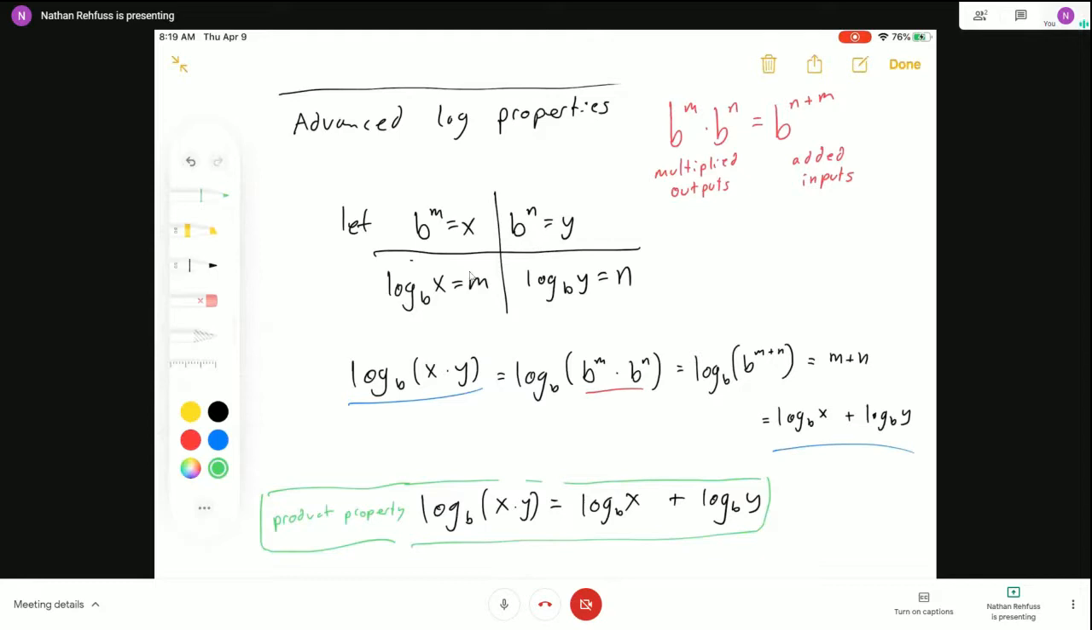First, we used our definitions. Then we used our exponent property. Then we used inverse functions. And then we used our definitions one more time. So I had to invoke the exponent property from here to here. And I had to invoke the idea that logs and exponents are inverses from here to here.